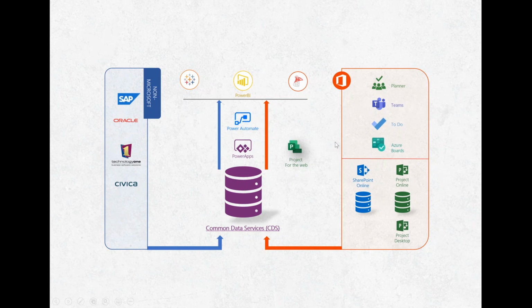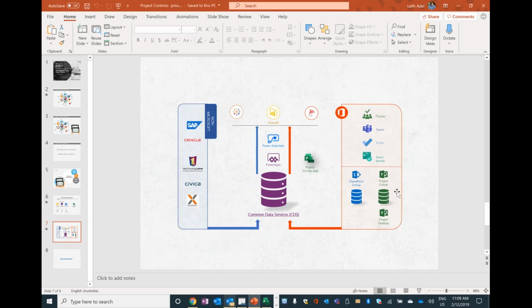Now, this new Project for the web is built on the Common Data Service. So no integration required. It is actually built as an app, if you would like to call it an app, on the Common Data Service. So today's demo, I'm going to start from the beginning, just show you quickly how Project Desktop looked and what Project Online looked like and the schedule there, and then mainly spend the time on Project for the web.